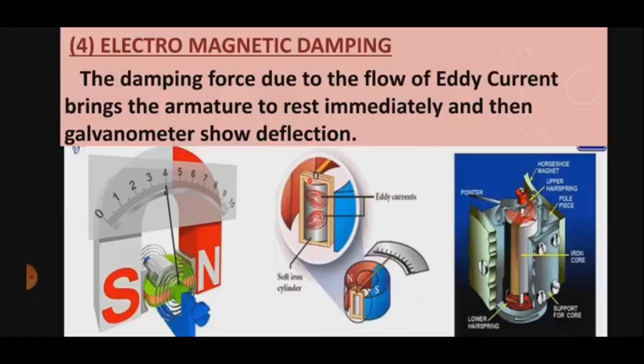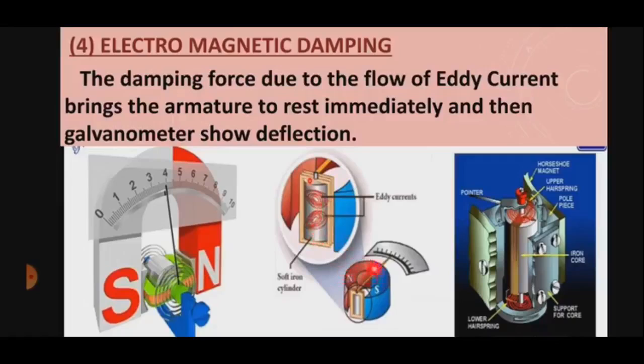And the fourth one, electromagnetic damping. So students, now taking a galvanometer, the armature of the galvanometer, a coil is wound on this soft iron core. This is a soft iron core, a laminated sheet. That means a large number of insulated copper wires are wound. Once the armature is deflected, the relative motion between the soft iron core and the radial magnetic field induces an eddy current. This is a radial magnetic field.